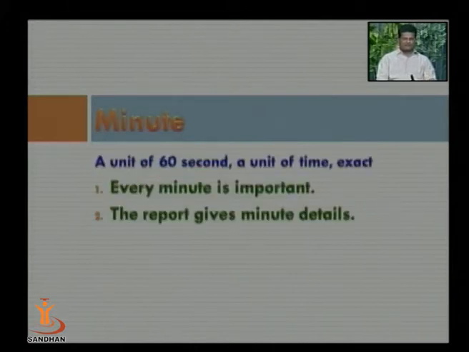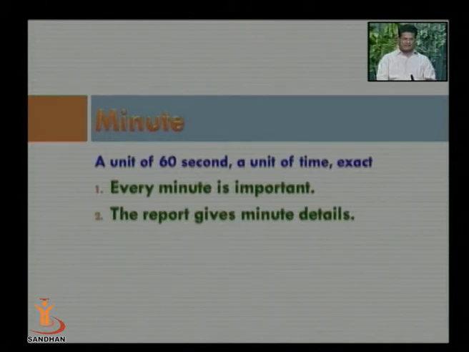Minute. This is a very familiar word. We often use it in our daily conversation. A unit of 60 seconds. A unit of time. Exact time. Sometimes exact time, so it shows minute or concise period. Every minute is important. This is the use of minute, an example. The report gives minute detail. Now here, minute means very subtle details, very precise detail.